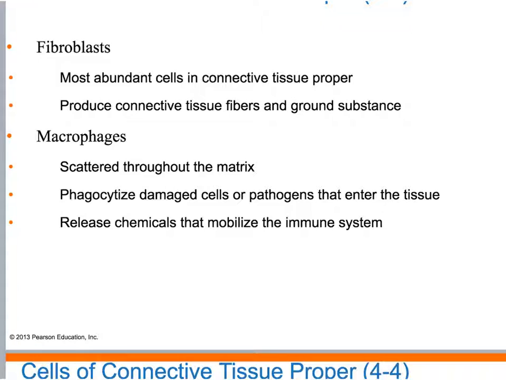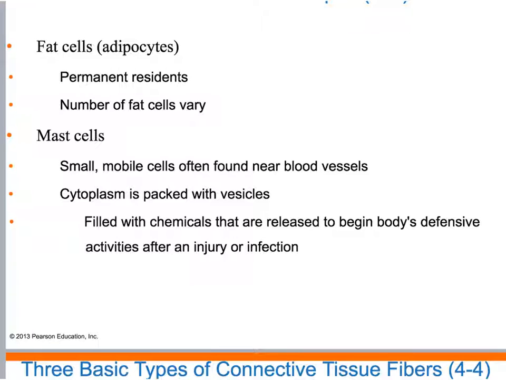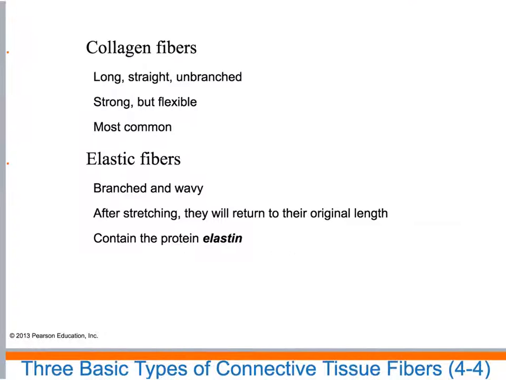Here are the major cells of connective tissue proper. Fibroblasts, they're the most abundant cells in connective tissue proper. Macrophages, they're scattered throughout the matrix and they phagocytize damaged cells or pathogens that enter the tissue. Fat cells, or adipocytes, they vary in number and are energy storage cells. Mast cells, they're small mobile cells found near blood vessels.